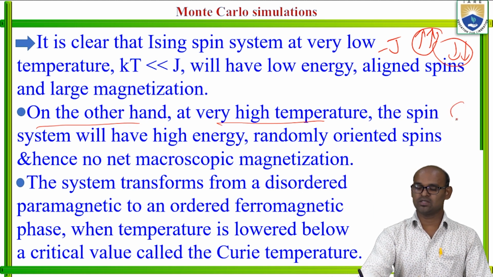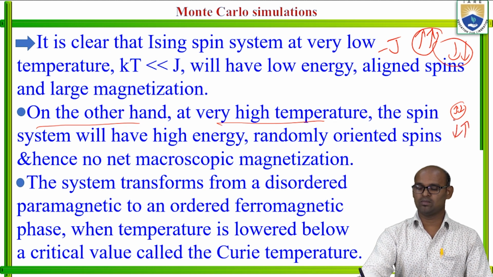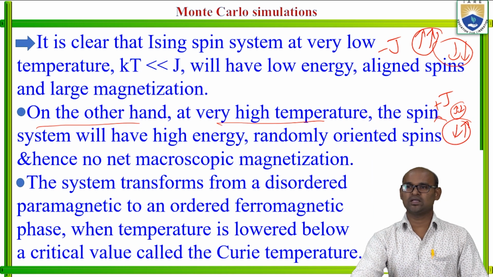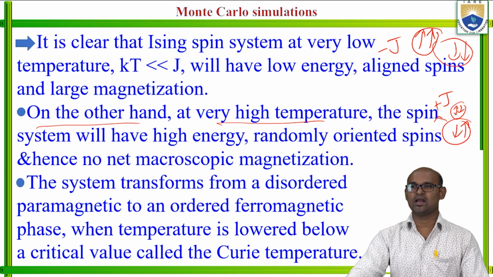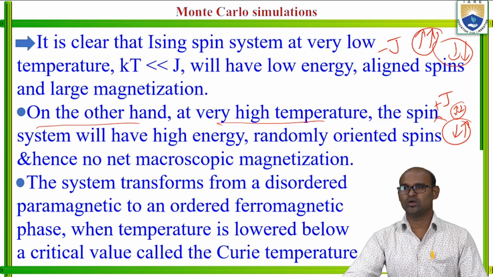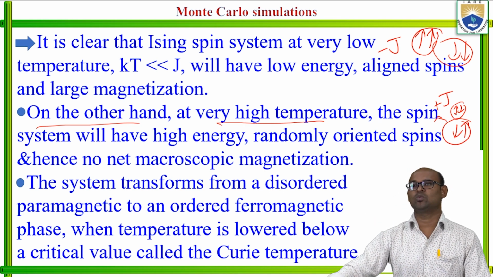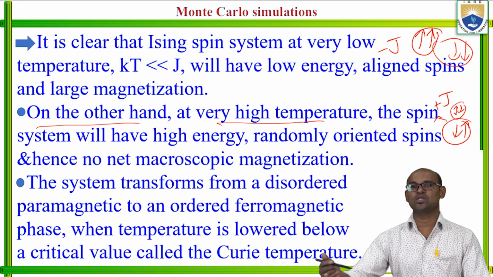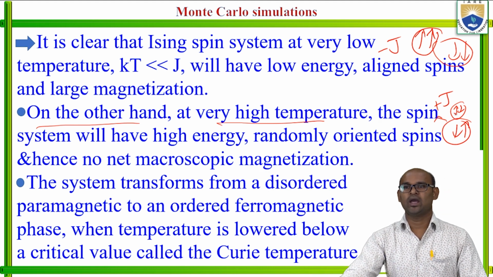On the other hand, at high temperature, the spin system will have high energy because of randomly oriented spins, hence no net magnetization. At high temperature, the spins are going to orient in random directions. The energy associated with these random orientations is plus J. So the energy is high, and there is no net magnetization because all the spins are oriented in random directions, up and down, that is plus 1 and minus 1. So when you add up all these tiny magnetic moments which are oriented randomly, you are going to get zero magnetization. So there is no net magnetization at high temperature.